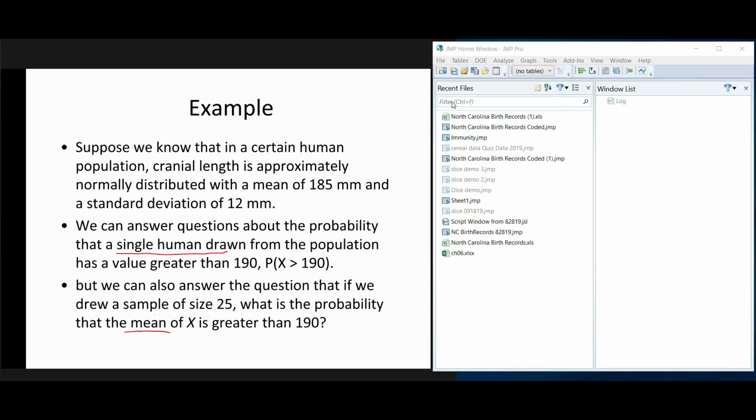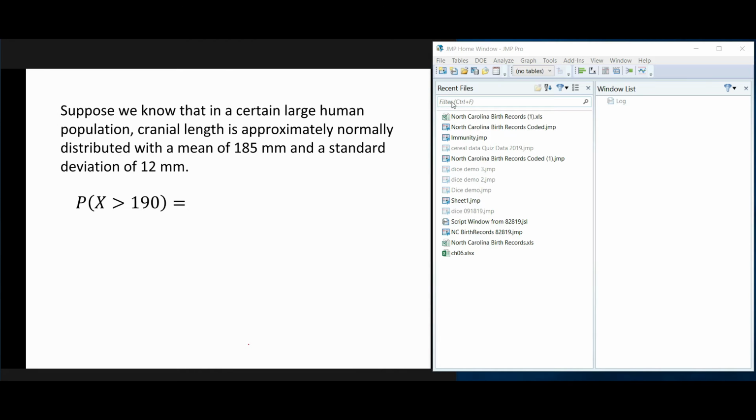And so we need to know something about how that mean behaves. And the central limit theorem tells us that as long as n is large, as long as the sample size is large, then that mean will follow a normal distribution. So we can also use the normal to help us calculate that probability. So let's look at these probability calculations in turn. In this first one, we want to calculate the probability that x is greater than 190.